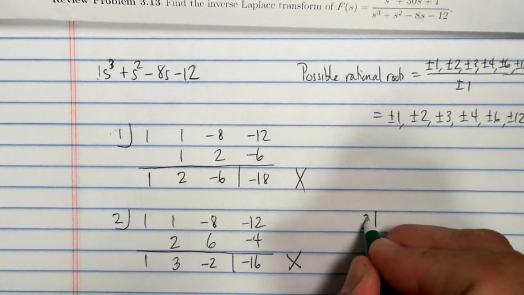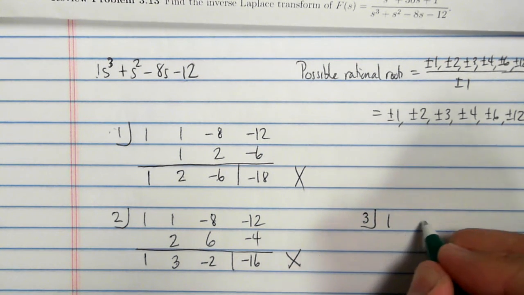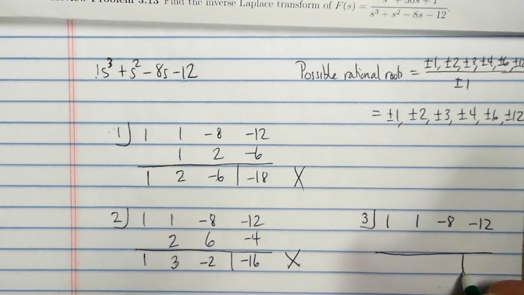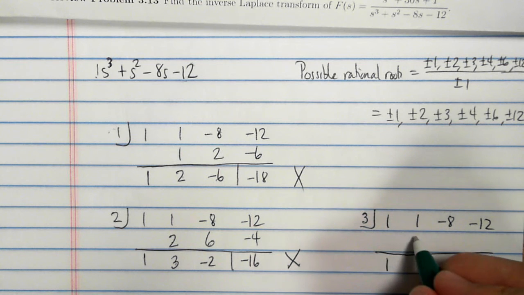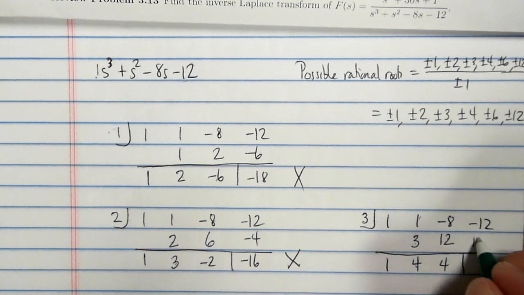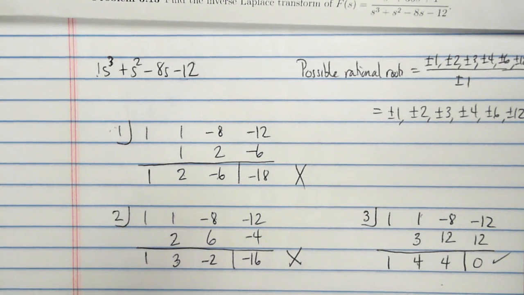Okay, let's try 3. We get 1, 1, negative 8, negative 12. So 1 times 3 is 3. 1 plus 3 is 4. 4 times 3 is 12. 12 minus 8 is 4. 4 times 3 is 12. And finally, we get one that works.